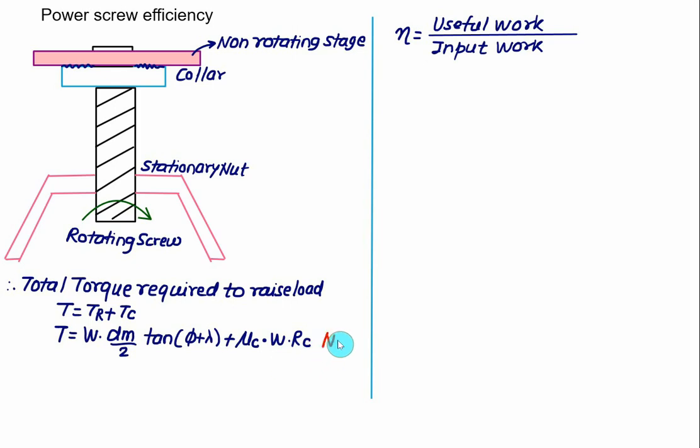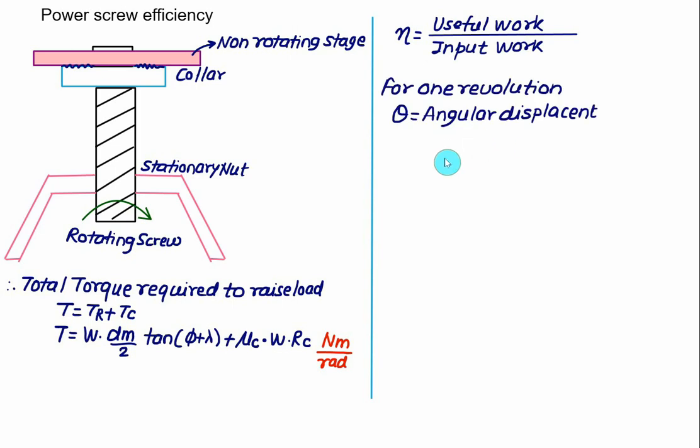The unit of torque is Newton meter, and normally we do not write radian, but actually the radian is always there. So this is a torque exerted per unit radian. Suppose we make one revolution, that is 360 degrees or the total angle turned is 2 pi, then theta, the angular displacement, equal to 360 degrees is the same as 2 pi radian. So we can calculate the input work, that is T multiplied by theta.